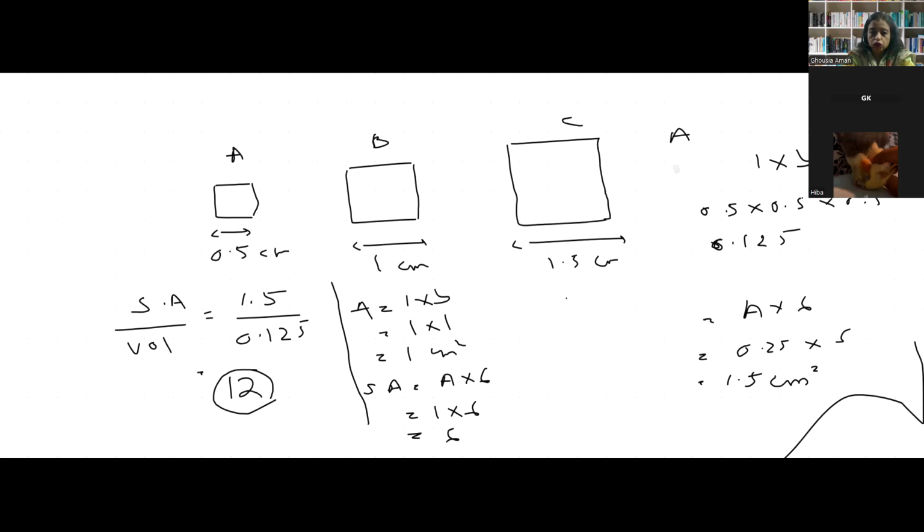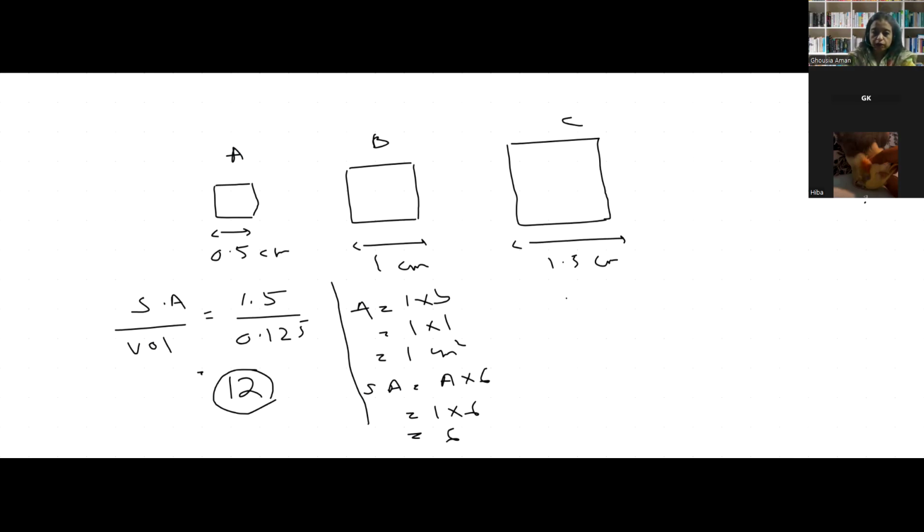All right. Now cube B. If we want to find out the surface area to volume ratio of cube B, what will it be? Surface area by volume for cube B: 6 is the surface area, volume is 1, 1 into 1 into 1. So that is 6. Now compare: smallest cube, largest surface area to volume ratio. Larger cube, smaller surface area to volume ratio.